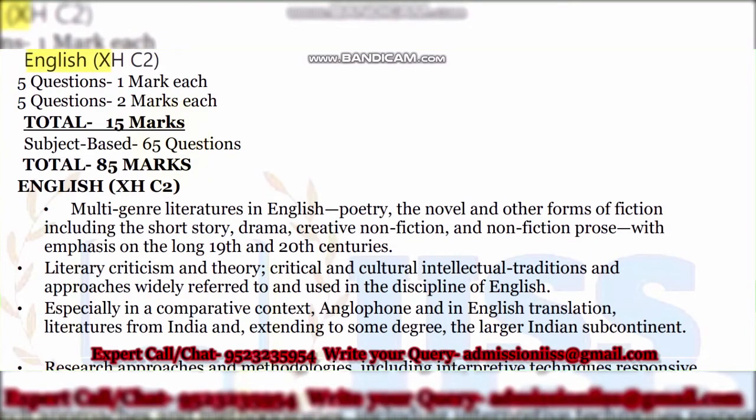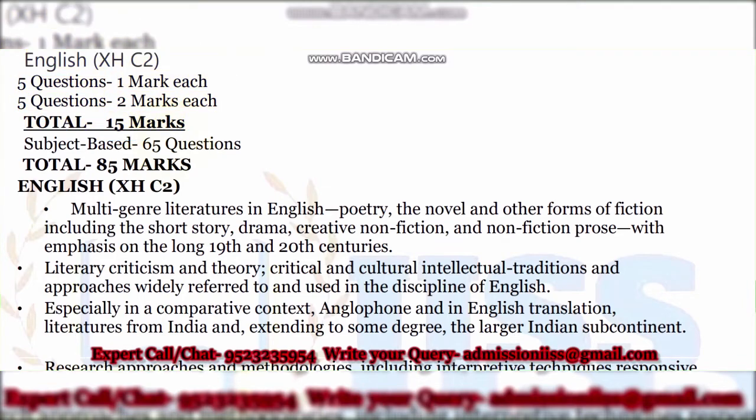So English is encoded as XH-C2 for GATE. For paper 1, that is your GA, General Aptitude, there will be a total of 10 questions of 15 marks. The marks distribution is like 5 questions will have 1 mark each, and another 5 questions will have 2 marks each. This is for paper 1, General Aptitude, just like you have in UGC-NET or PhD entrance tests of paper 1. However, it is only for 15 marks in GATE.